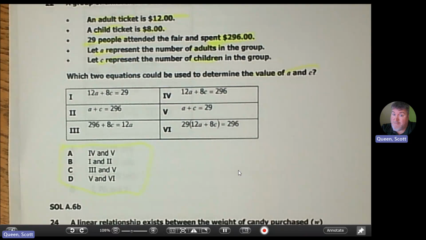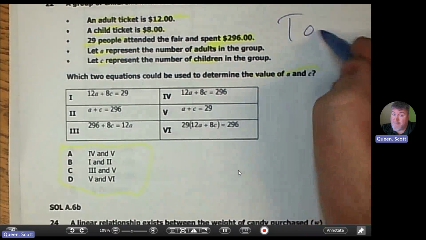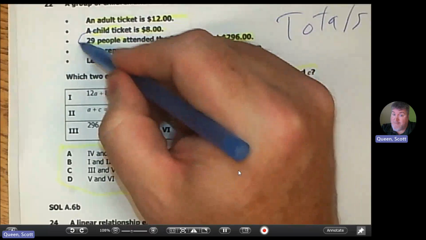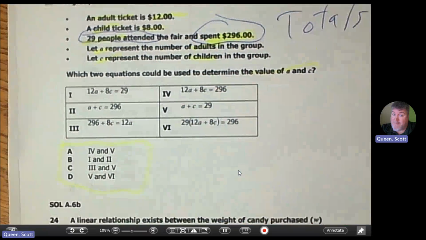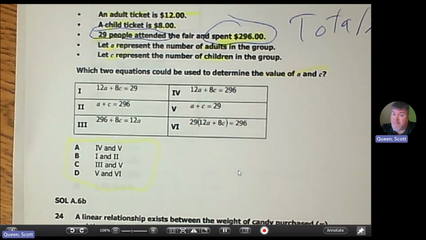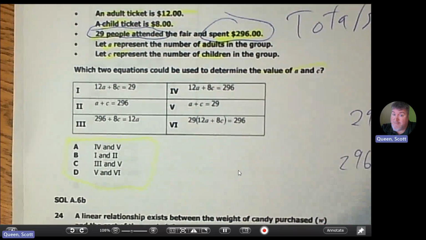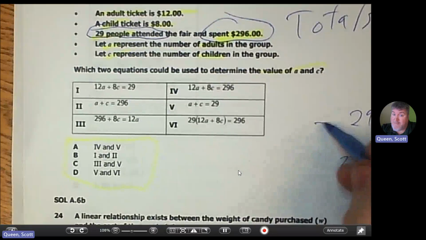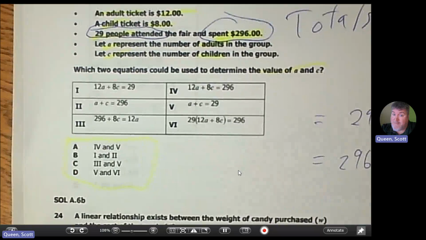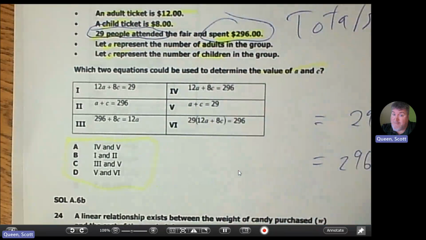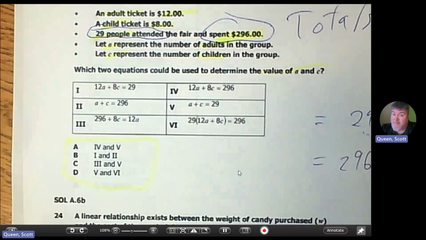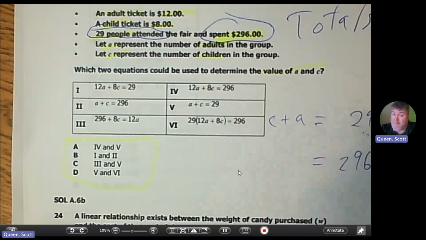Now, one other thing I know is I'm always thinking about totals. Do y'all see some totals in here? I see some totals. What makes sense? 29 people, $296. The only way I want to get a total is if I add up people, right? If I add up the price of a ticket, am I going to get a total for people, the number of people, or the value of the money, the tickets? People's people, right? Children plus adults equals 29 people.